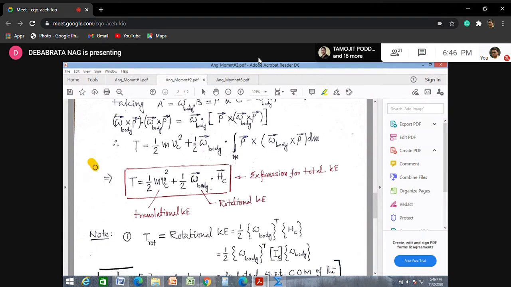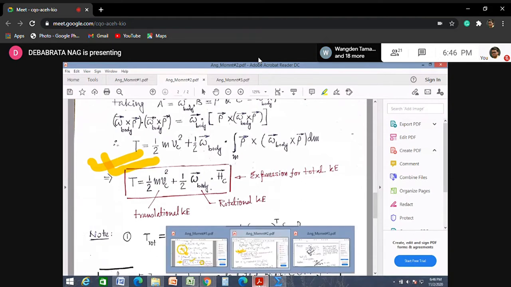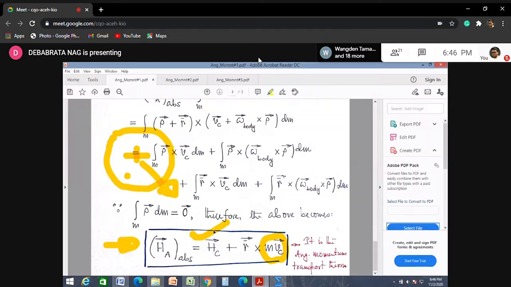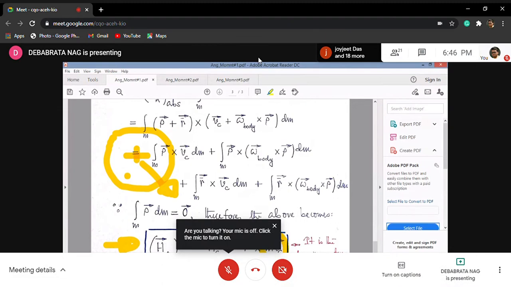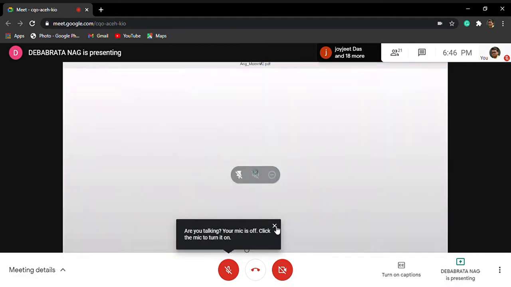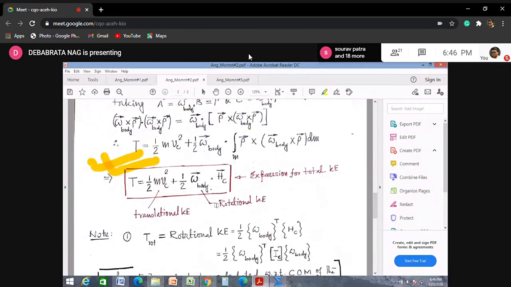This is the general expression, like the general expression of your angular momentum with respect to a point A. That was the general expression, I mean to say this equation. So like that, this is the general expression for the kinetic energy term. But there are certain simplifications of this equation.